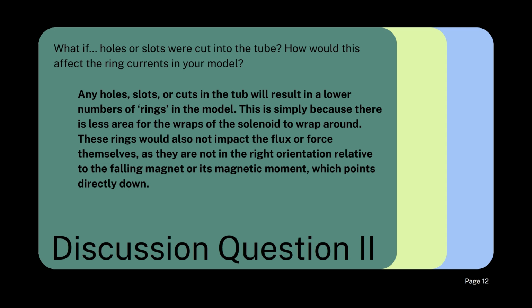And then what if holes or slots were cut into the tube at random places? Any holes, slots, or cuts in the tube would simply result in a lower number of rings in the model. They would be incomplete rings. They would have less area. There would just be a smaller capital N value for the solenoid in general. These rings also don't impact the flux or the force themselves, as they are not in the right orientation relative to the falling magnet to have any flux whatsoever. They are not perpendicular to the plane of the holes. So as the magnet falls and its magnetic moment points down, they have no effect on the falling of the magnet other than less of the solenoid in general, which is a very small effect.